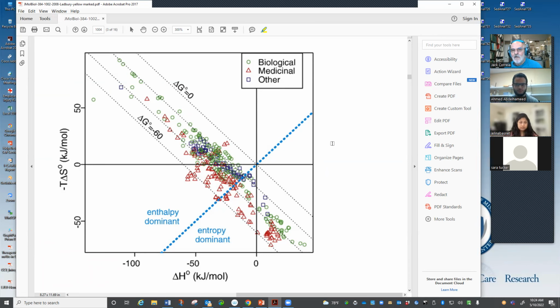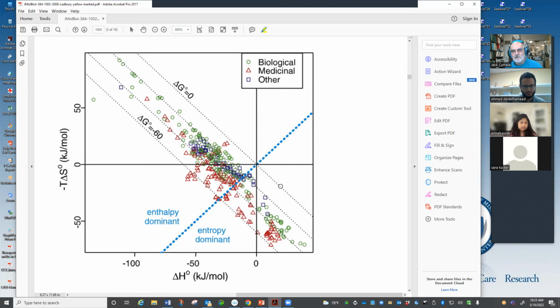And so if you notice, they have lines on here for delta G. So this is the K. And notice this is delta G equals 0. So there better not be any data above here where it's something that has no affinity. All right. And then this goes up by 20 kilojoules. So here's minus 20, minus 40, minus 60, the dotted lines. So this is increasing affinity, moving away from the delta G equals 0.